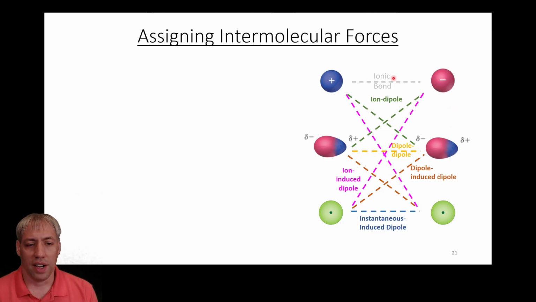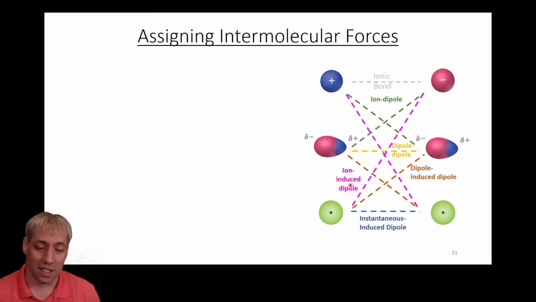And so ion with ion is an ionic bond. That's an intramolecular force. We're going to ignore that for now. But if you have an ion with a polar, that's ion dipole in green. If you have a polar with a polar, that's dipole-dipole. If you have a nonpolar with a nonpolar, that's instantaneous induced dipole. If you have a nonpolar with a polar, dipole-induced dipole. And then an ion with a nonpolar, that's the ion-induced dipole.